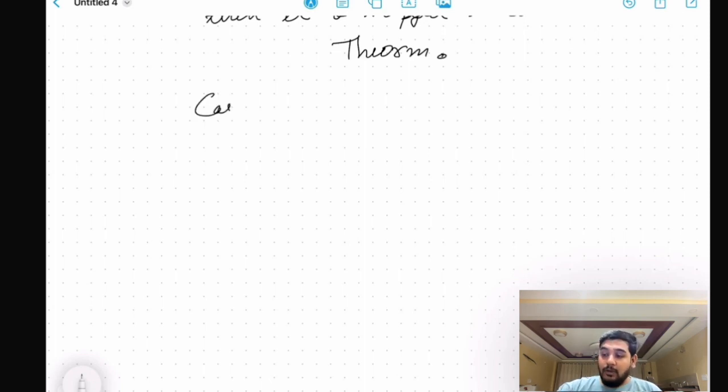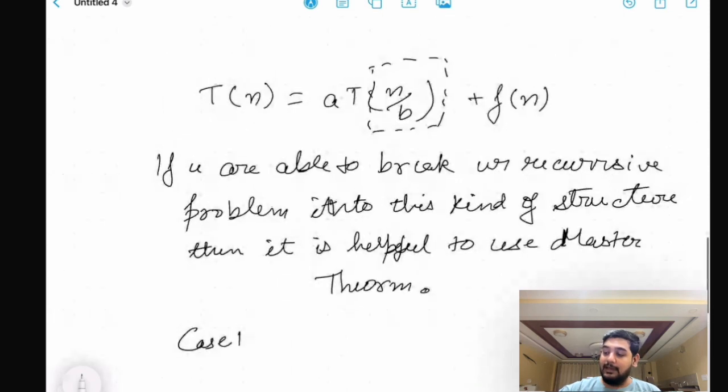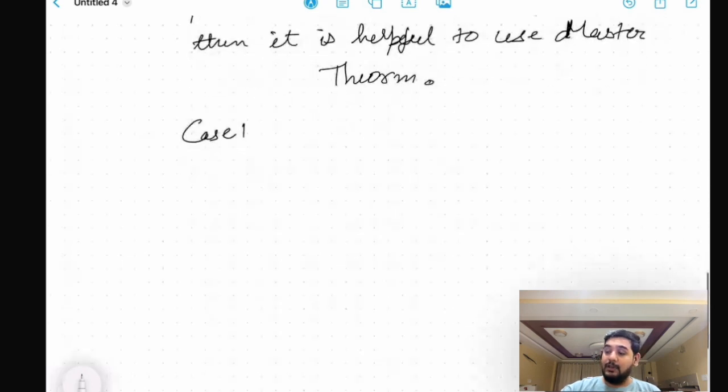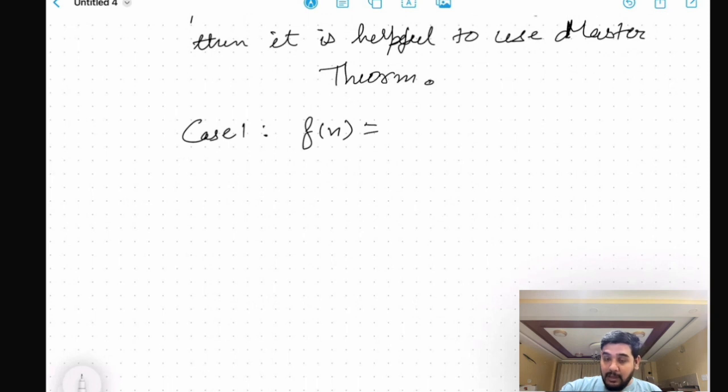So there is the first case. Please see this algorithm a couple of times so that it becomes very familiar to you, that we are using this algorithm. A is the variable over here, B is the variable over here. Just treat it this way. Now the first case is when f(n), the function of n, has complexity of this form, right?